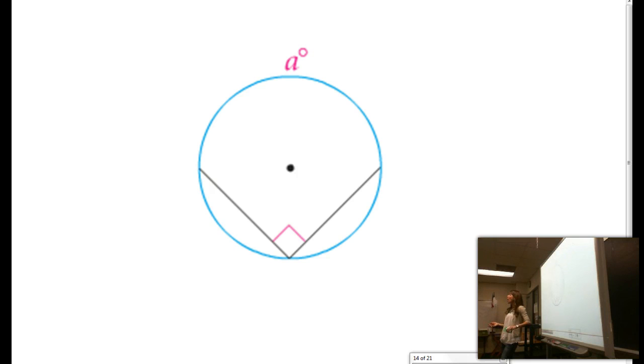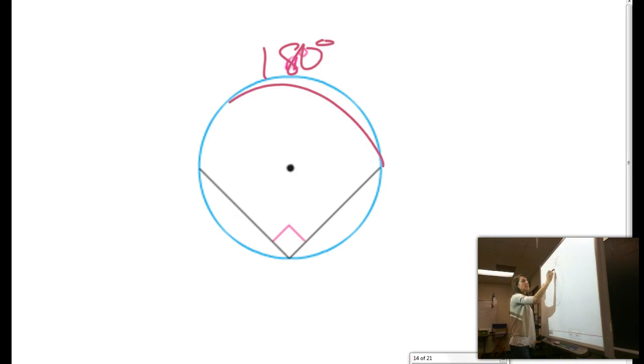I didn't give you the arc. I gave you the angle. So instead of halving it, you're going to double it. 180. Semicircle. Semicircle.